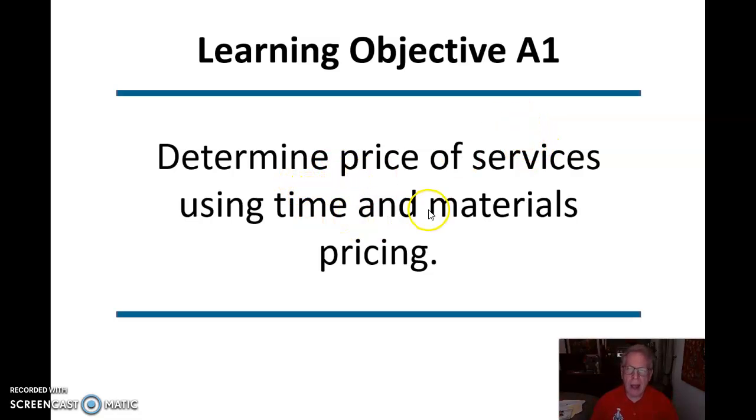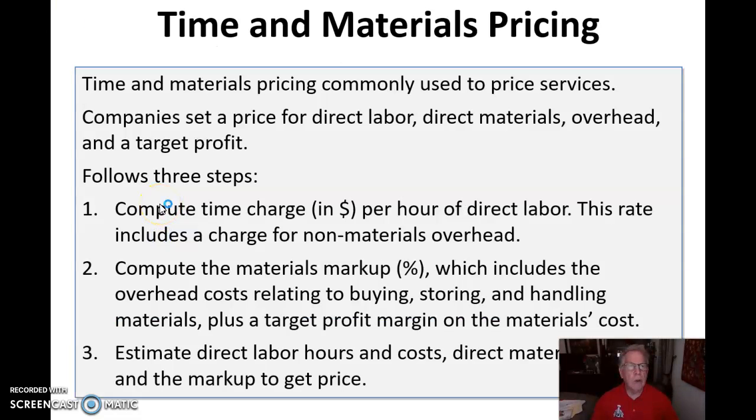And in our last video here, we'll determine the price of services using time and materials pricing. In this case, time and material pricing is used to price services generally. We set a price for direct labor, direct materials, overhead, and then a target profit. So we compute our time charge in dollars per hour of direct labor. This rate is going to include non-materials overhead.